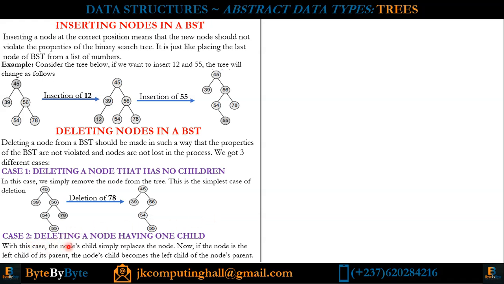Case 2, deleting a node having one child. With this case, the node's child simply replaces the node. Now, if the node is the left child of its parent, the node's child becomes the left child of the node's parent. So what are we saying here? Look at this case. If I want to delete 54, you see that 54 was the left child of 56. So 55, we simply come and replace.